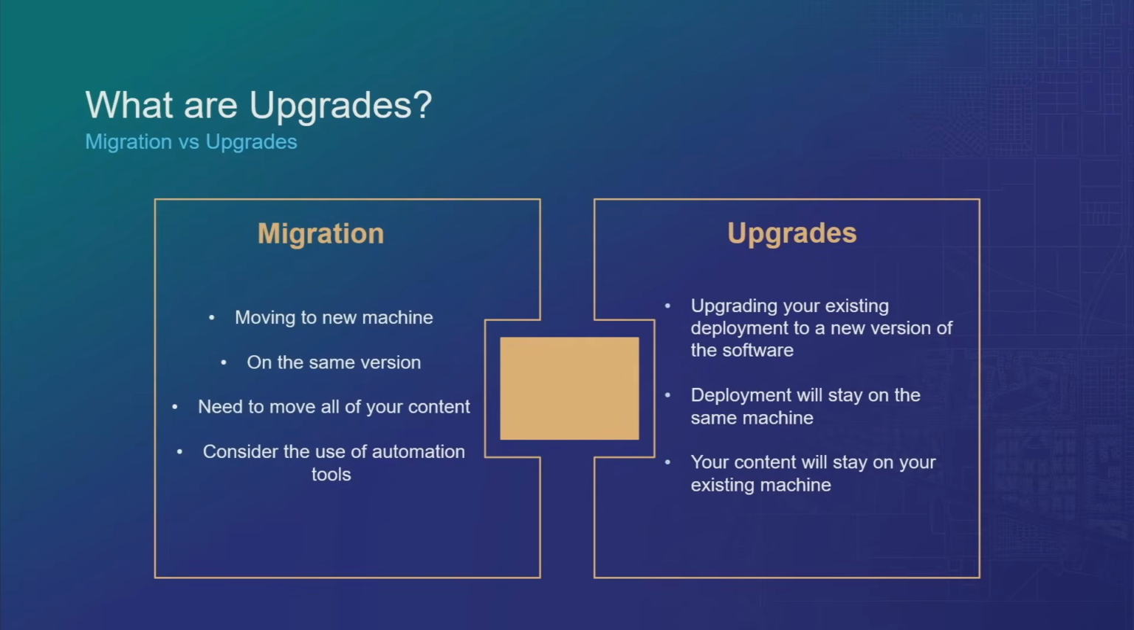Another word we hear commonly confused with upgrade is migration. And again, in the context of ArcGIS Enterprise, they do mean two different things. With migration, you are actually moving to a new infrastructure or a new machine while staying at the same version of the software. In the case of migration, you will need to move all your content to this new infrastructure, and this might take a lot of work.